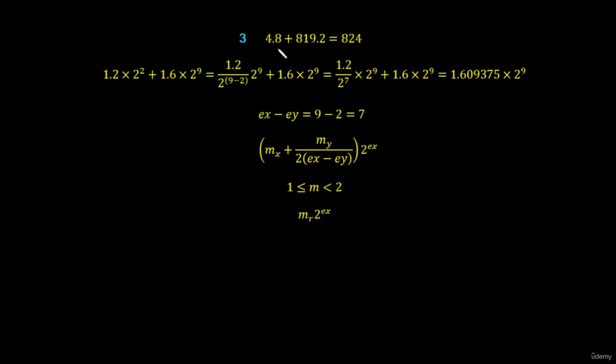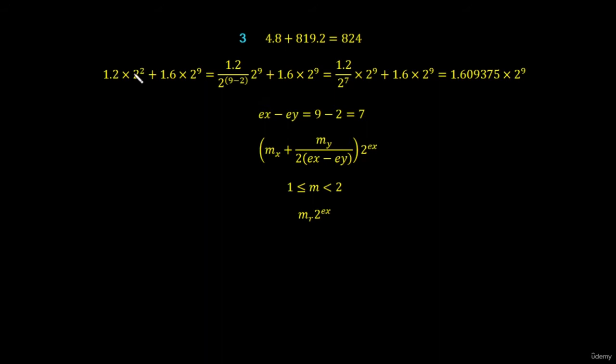In this instance here, we're going to have 4.8 plus 819.2, which is 824. So this number can be written in this form. This number here can be written in this form here. Now in order to do the addition, we have to make sure the exponents are the same. So this exponent here has to go up to 2 to the power of 9. So it's got to go up by a factor of 7.